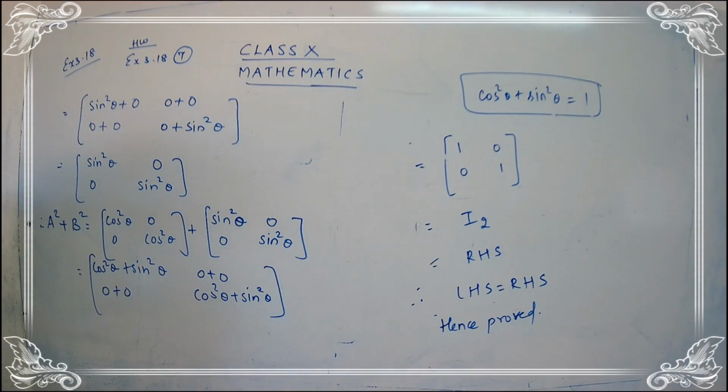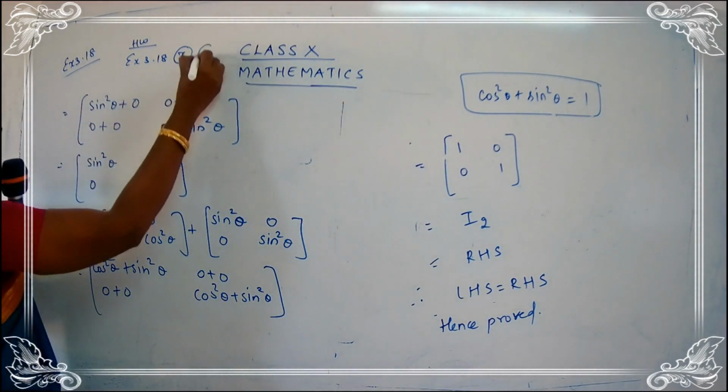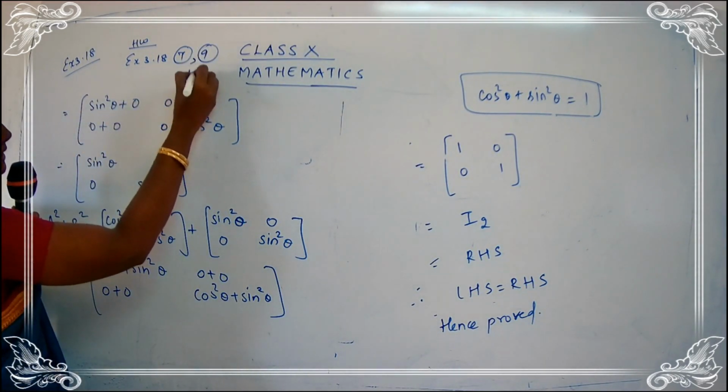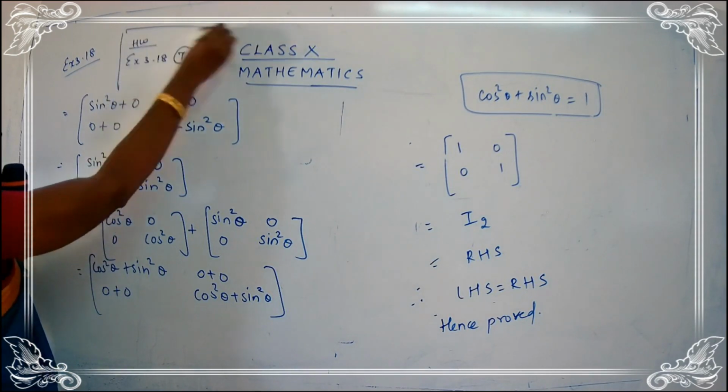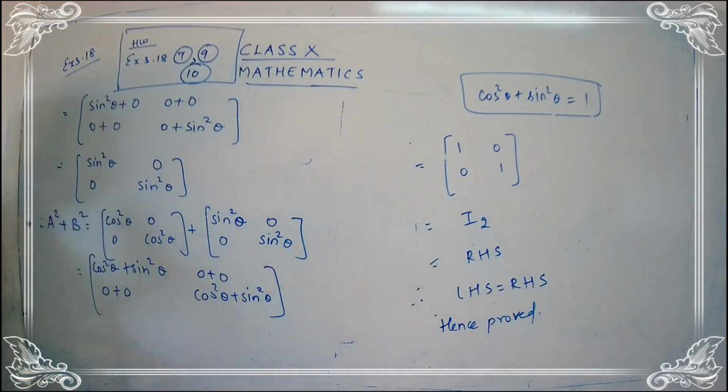Yes, children? So you have 2 more sums for homework. You are going to complete sum number 9 and sum number 10 as homework. So what is the homework? Your homework is from exercise 3.18, sum number 7, sum number 9 and sum number 10. We have some more sums left out, so we will be continuing with the remaining sums in the next class.